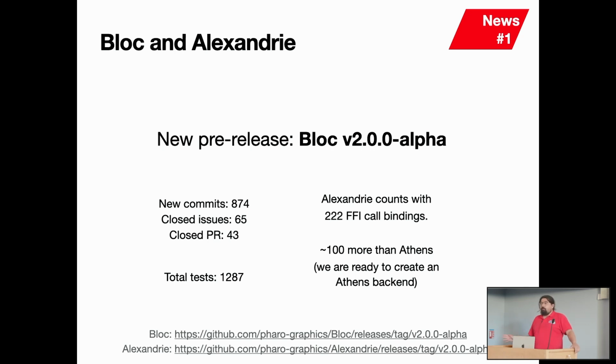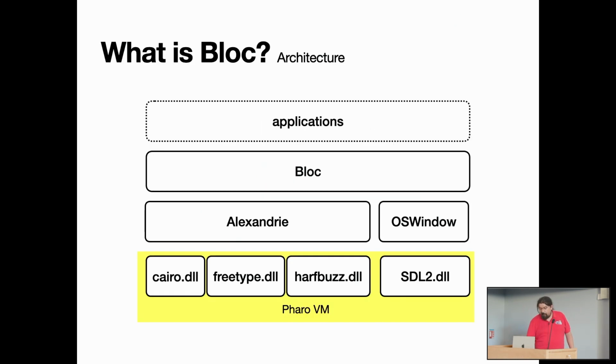For the ones that do not know, Athens is our high-level API for rendering. It's not the fastest around, but it's a wrapper on top of Cairo that allows you to do things in a nicer way than thinking about Cairo. But if you are a user of Bloc, all this is just a comment, because Bloc is on top of Alexandria and handles all the complexity and gives us a nice API that we can use and profit from.